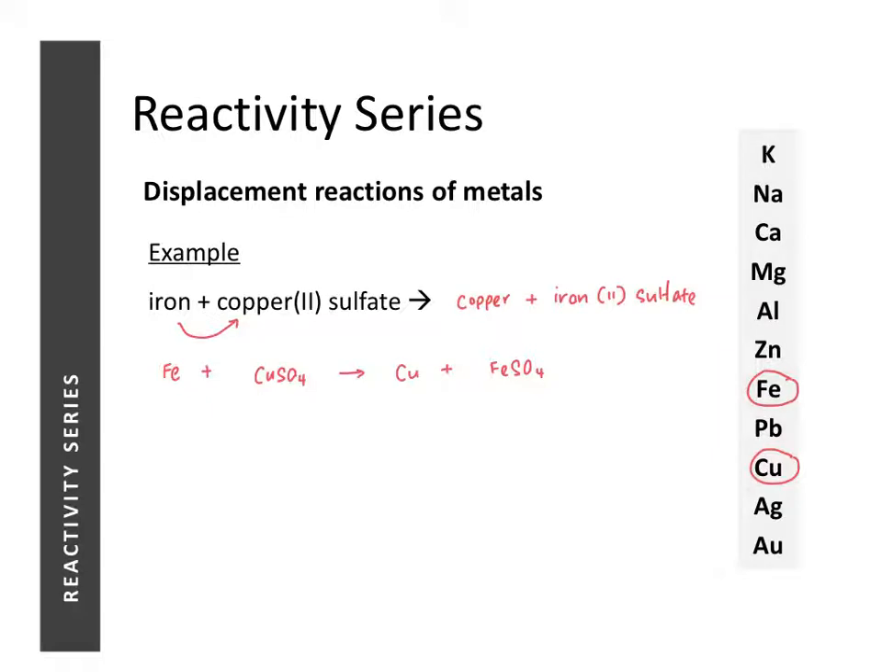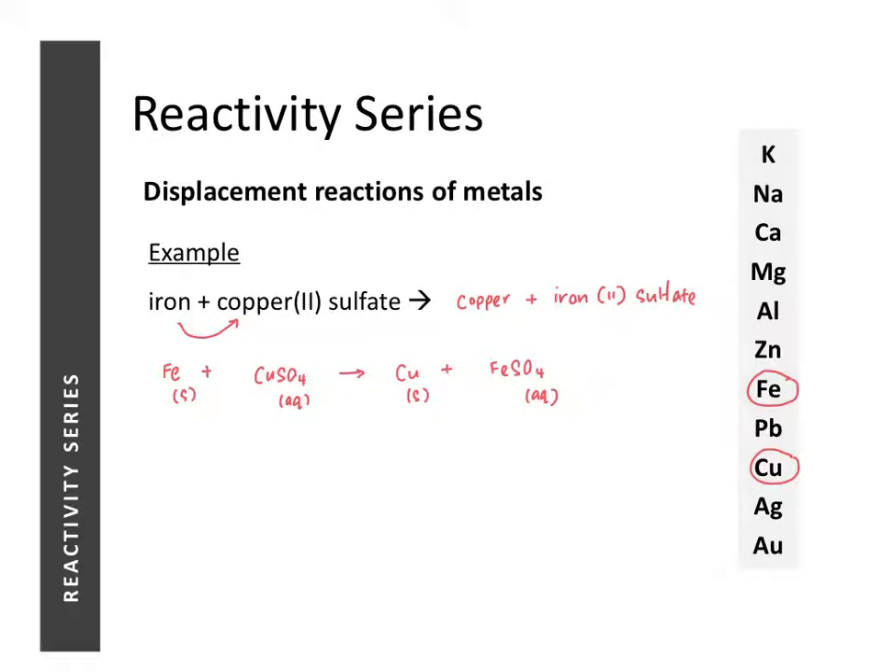If you check, it is already balanced. So lastly we need to add in the state symbols. Metals are solids, and copper 2 sulfate, if you can recall the solubility rules, is soluble in water. Same for iron 2 sulfate, it is soluble in water. So this is the chemical equation for the reaction between iron and copper 2 sulfate.